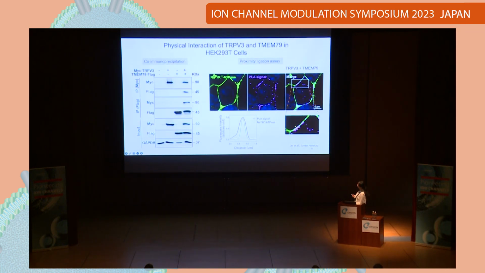The functional interaction between TRPV3 and TMEM79 suggested a possible physical interaction. By performing co-IP, we confirmed their physical interaction as shown here. In addition, we performed the proximity ligation assay. So the localization of the magenta puncta here reflects the protein interaction, likely located on or near the plasma membrane.